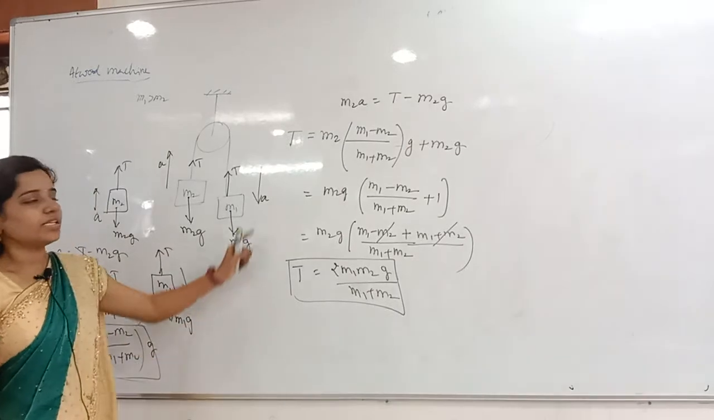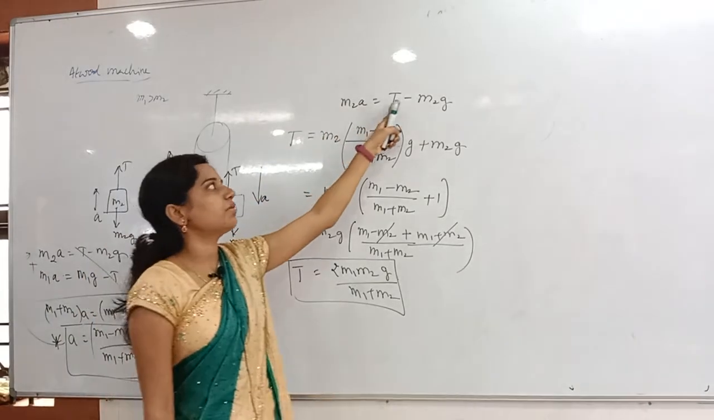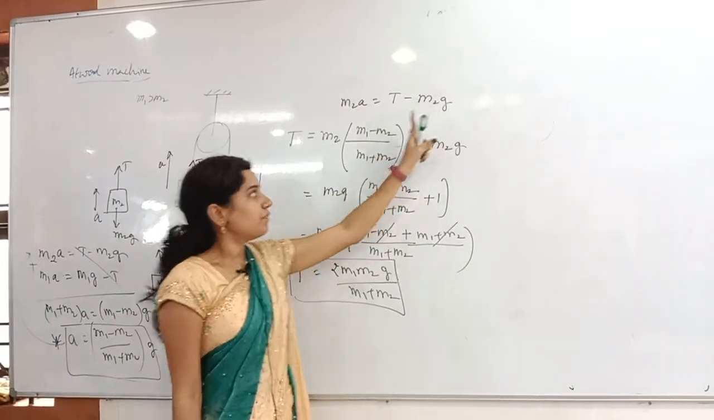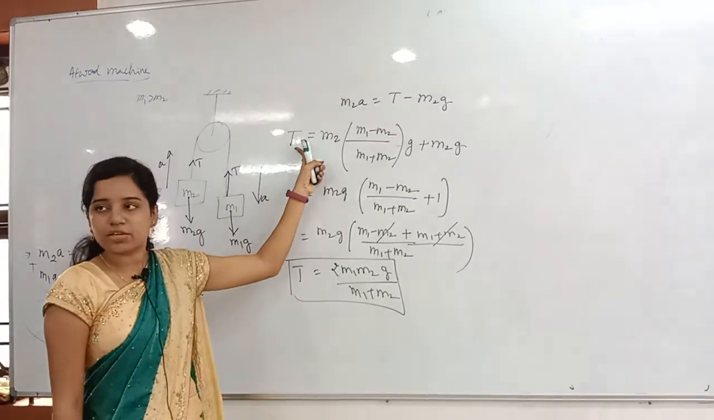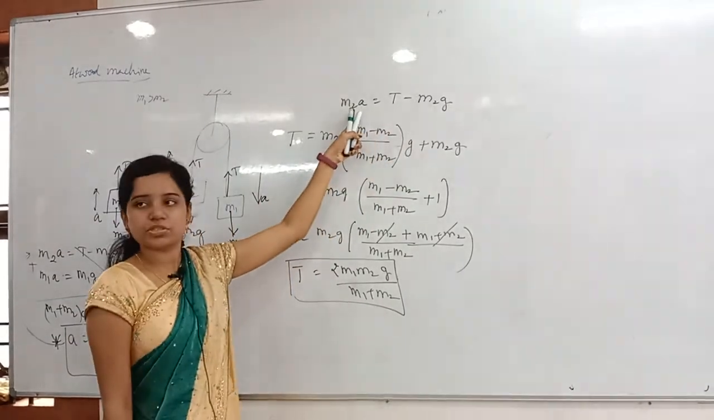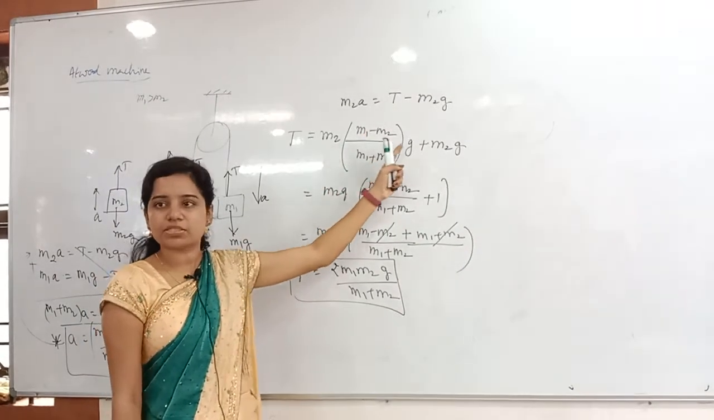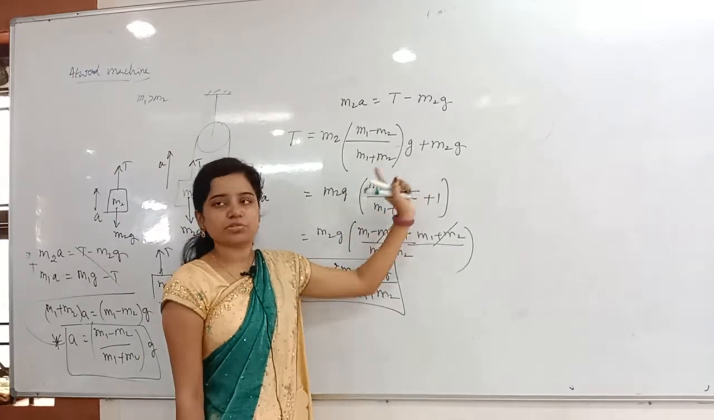Now to get the tension value, I have substituted this acceleration in equation 1. So that is m2a is equal to T minus m2g. Now I want to find out the tension, of course. So T is equal to m2a plus m2g, which is m2 into, what is the a value? Difference of the masses by sum of the masses into g, plus m2g.